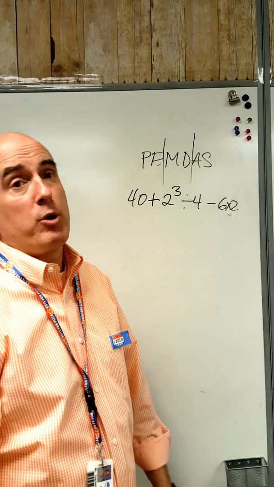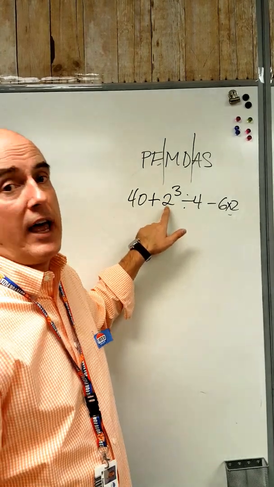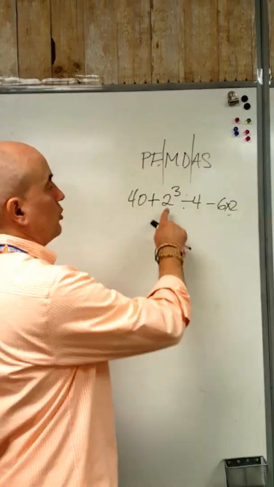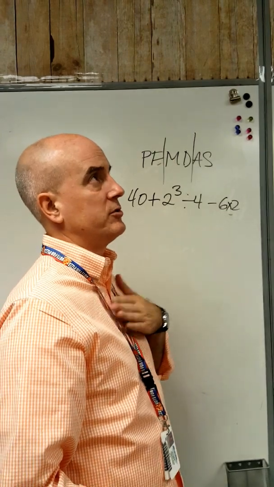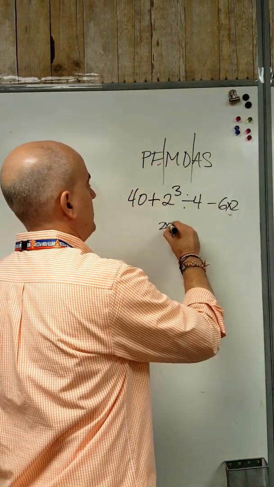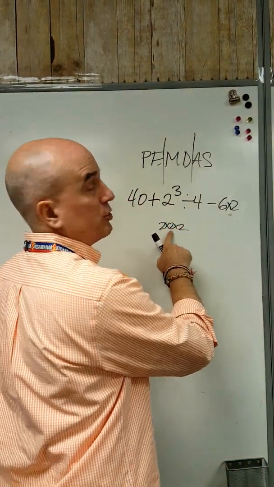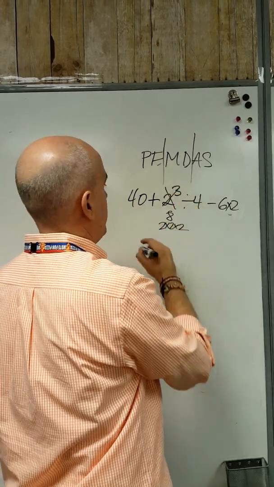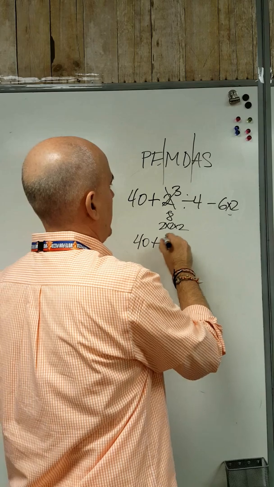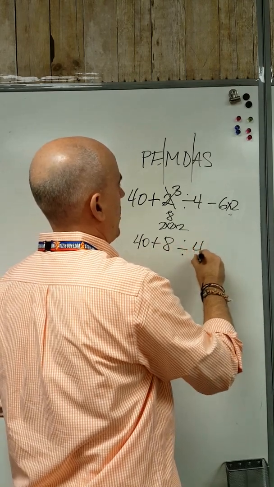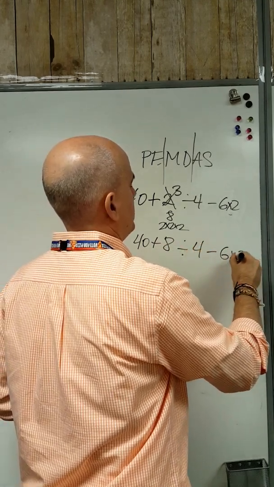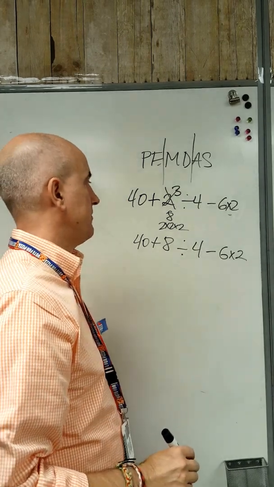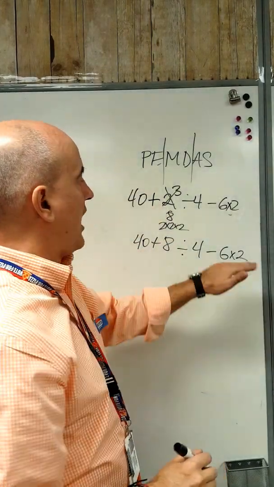The next one is exponents, and I do see some exponents here. Exponents are those raised numbers. So 2 to the third power is 2 times 2 times 2. That's 2 times 2 is 4, times 2 is 8. So it's going to be 8. So I could rewrite this as 40 plus 8 divided by 4 minus 6 times 2. Right? So now I've taken care of the exponents, got rid of all of them.